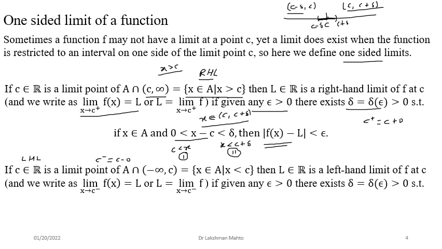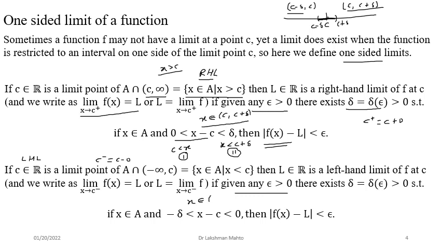What does it say? Something very close to 0 you have subtracted from c, that is the meaning of c minus. Okay, so in the left hand limit, how do we define that? Again, for a given epsilon there exists a delta such that if you take any x from the left hand neighborhood, that means c minus delta to c, then it implies that f of x is within the epsilon neighborhood of L.